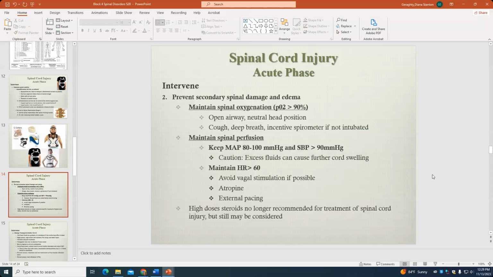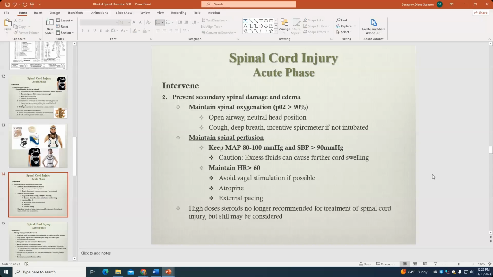It's not a guarantee, like that's not a butt clench number or something. We just want to maintain perfusion. So a normal MAP is 70 to 100, and within our normal MAP we'll keep it on the high end of that. So they might keep that MAP 80, 90, somewhere right in that range, somewhere on the higher end of normal. And just be careful: extra fluid can cause further cord swelling.